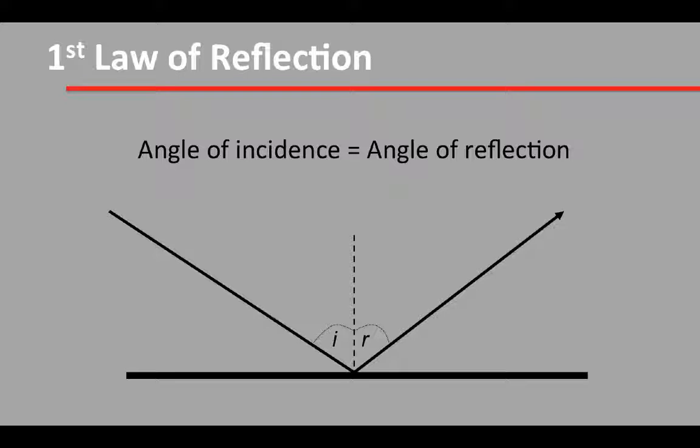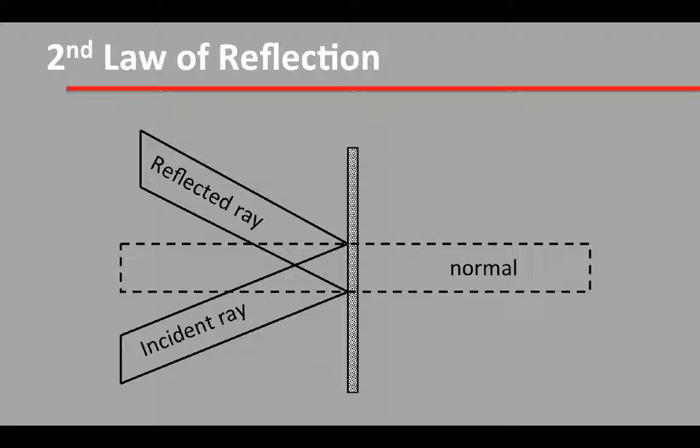Pretty straightforward. So the second law of reflection is that the reflected ray, the incident ray, and the normal all lie in the same plane. So they're not really points or arrows of light. They actually can be considered as planes, and those planes are all parallel, or they're in the same plane.